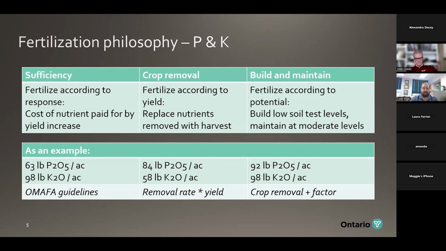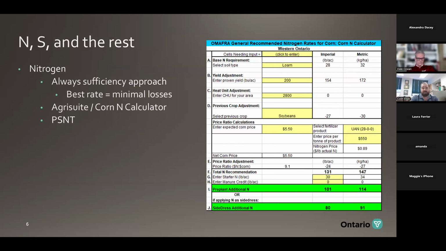And so comparing the three different approaches here, there's some similarities, there's some differences between them, but really it's all about finding what philosophy works for your field. And if we look at nitrogen, sulfur, our secondary and micronutrients, nitrogen especially is one that the sufficiency approach is always what we're using. And so nitrogen, we know that because we're in a climate with lots of water, lots of potential for loss, we can't apply nitrogen for multiple years and have it stick around.